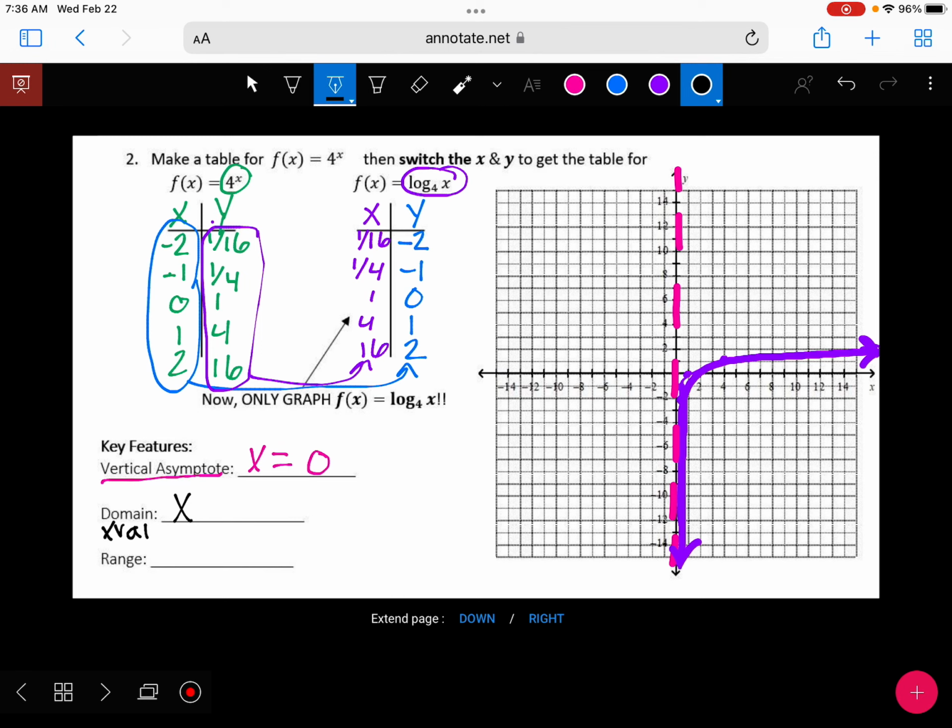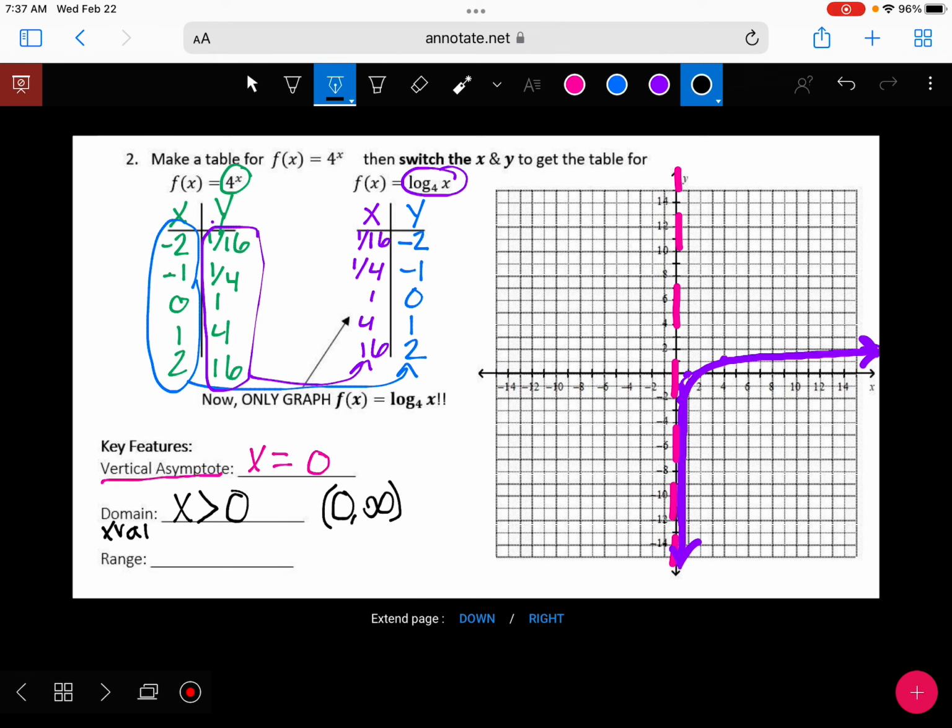Can I have an x of 0? Remember, that's where our asymptote is. We can't quite get all the way to 0, but it can get real, real close. So x has to be greater than 0. In interval notation, that would be 0 to infinity, parentheses on both.